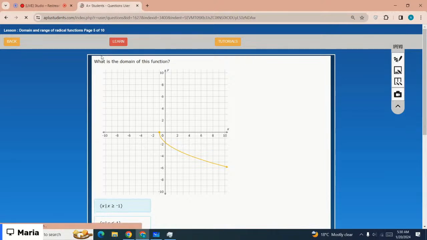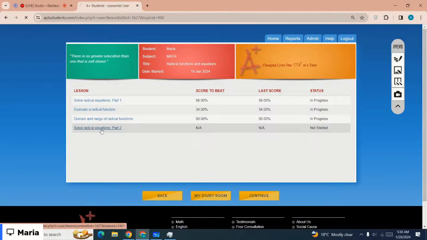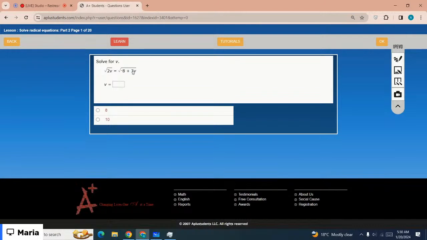Okay, you can complete the lesson by yourself later today. Let's just move on to the next lesson, and the next lesson is solve radical equations part 2. Okay, we are given the radical equations we have to solve. Let's just start with the test question.